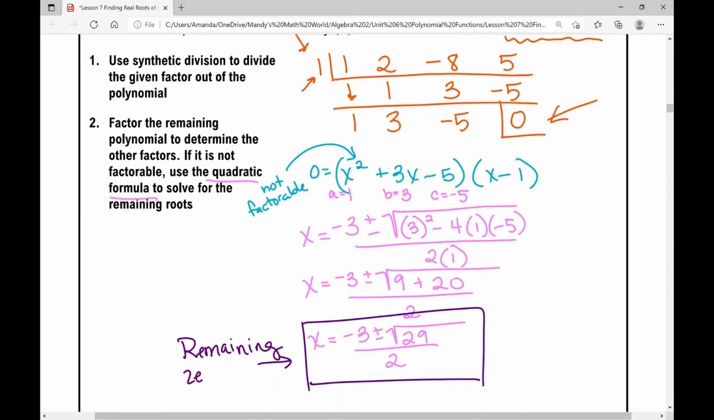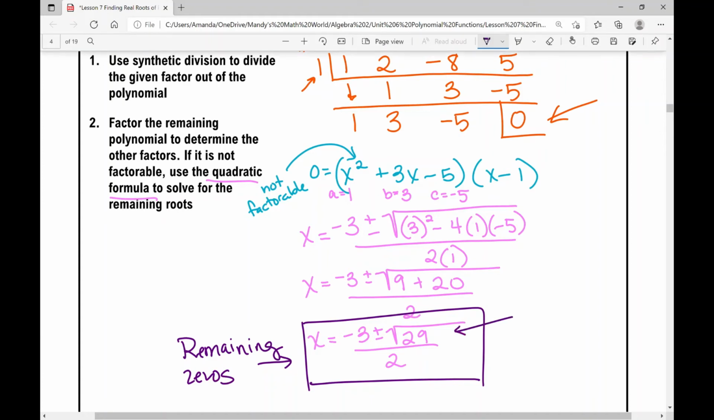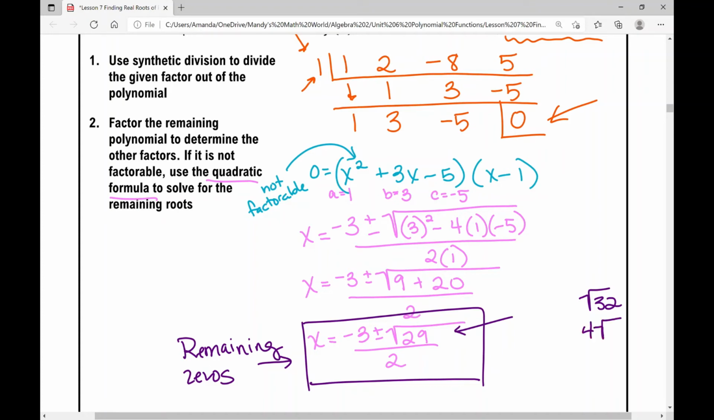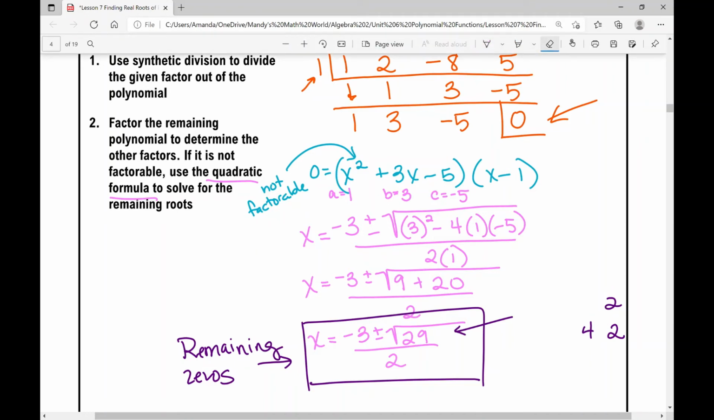I do want to point out that if you have a number underneath your radical symbol, your radicand, and it can be simplified, like the square root of 32, simplify it. How do I simplify that? Well, that's the square root of 16 times the square root of 2, which is 4 square roots of 2. So make sure you simplify what's underneath your radical when you're using your quadratic formula.